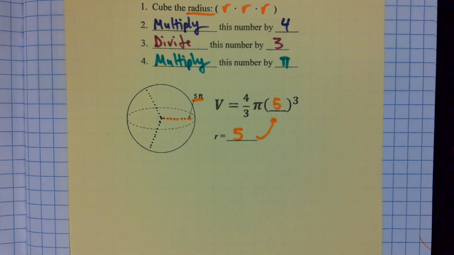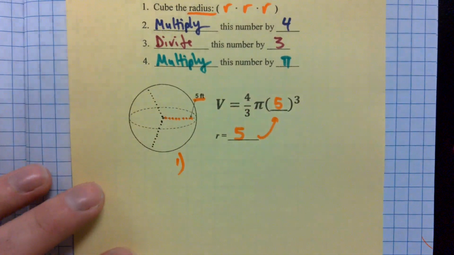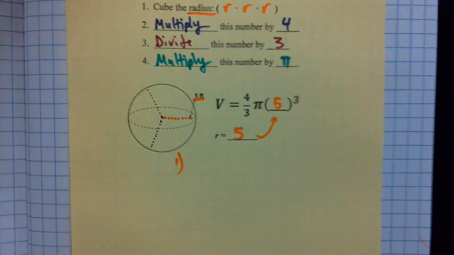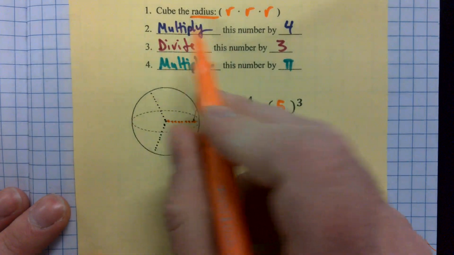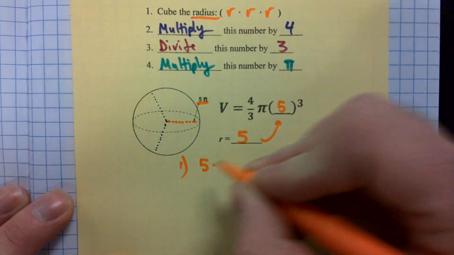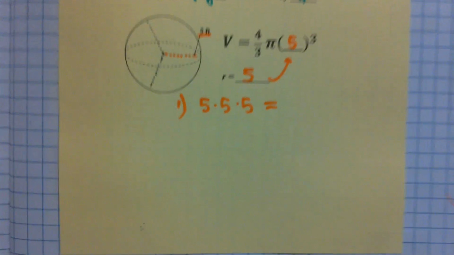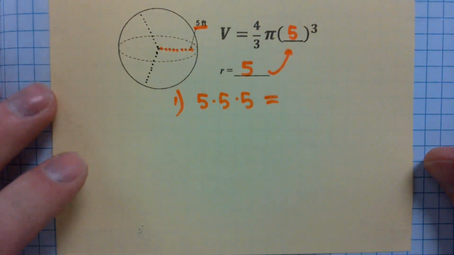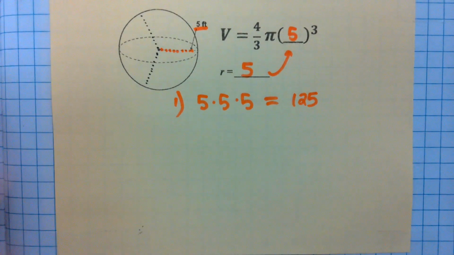What's the very first thing that we want to do? Multiply by 4. That's step 2. The steps are numbered. We have to cube the radius. Cube the radius. So we take our radius of 5 and we'll do 5 times 5 times 5. What is 5 times 5 times 5? 125. 125. Great job.